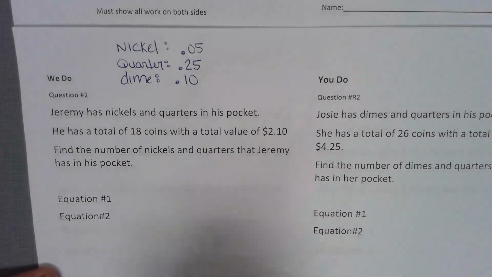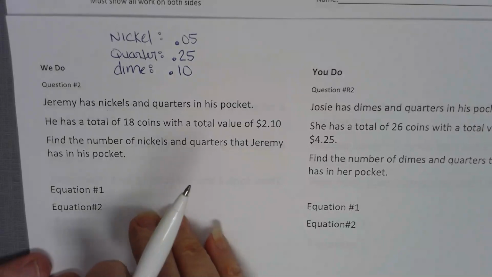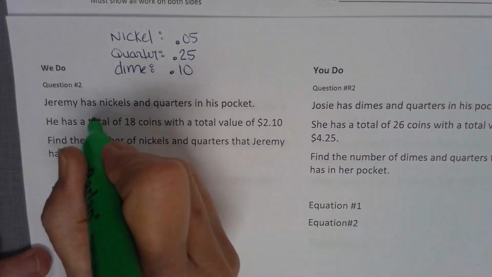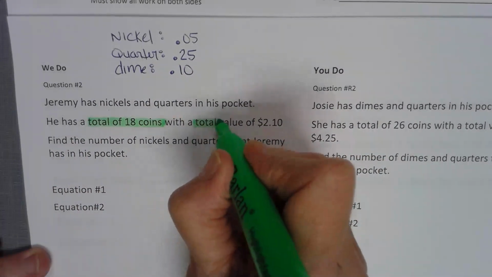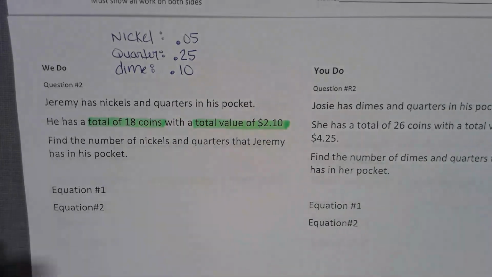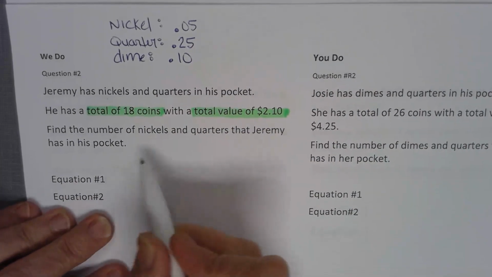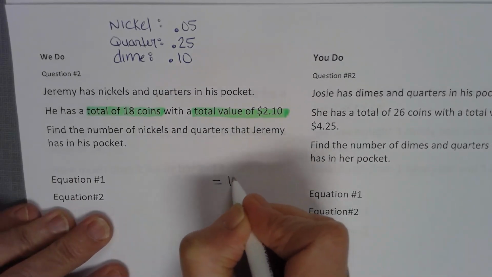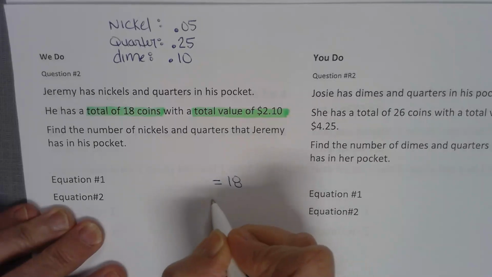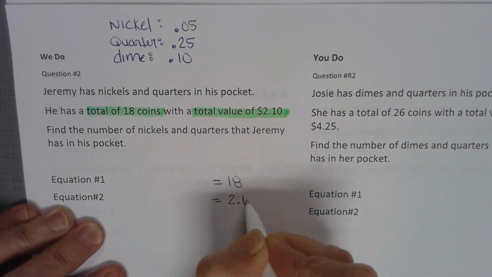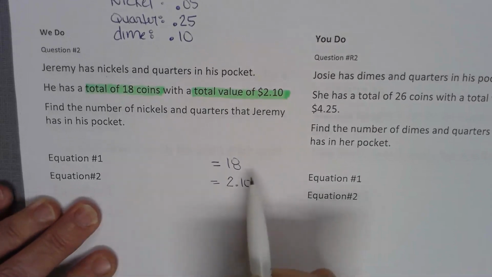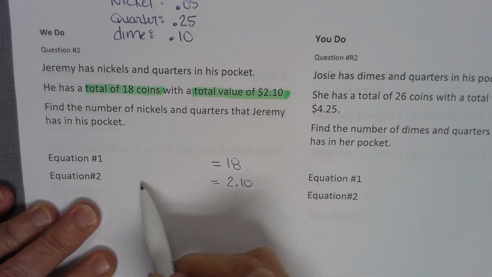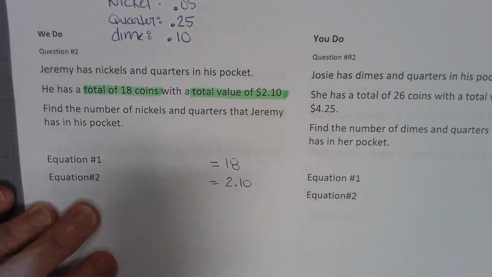Okay, so now that I've got my values, now I'm getting ready to write my equations. Well, what we're doing here is we're looking for two totals. So we've got a total of coins and a total of value. Okay, so the way I taught my children was I find my two totals and I come over here on the right hand side, equals 18. Here's another total, equals $2.10. So I'm getting ready to write my two equations. The first equation is going to be equal to the coins, 18 coins. The second equation is going to be equal to $2.10.